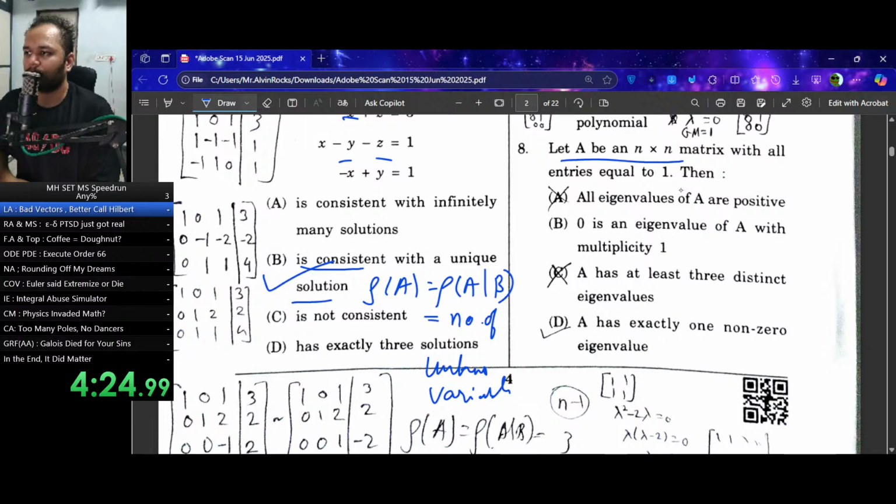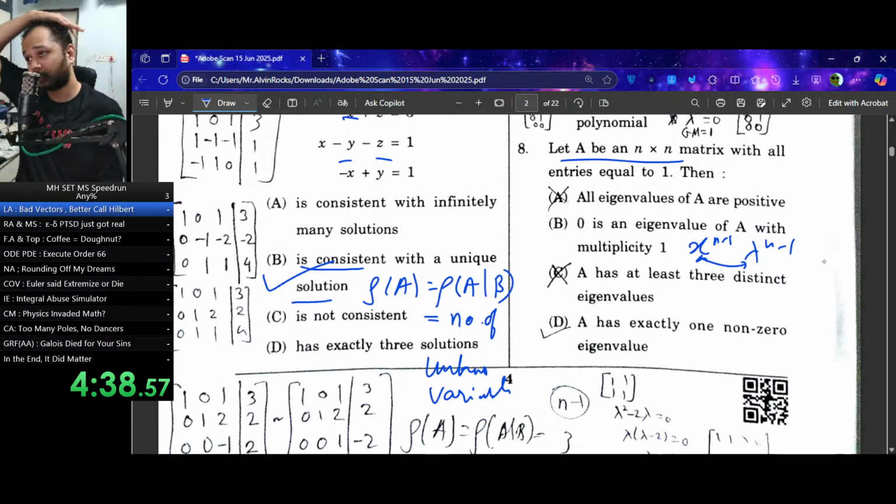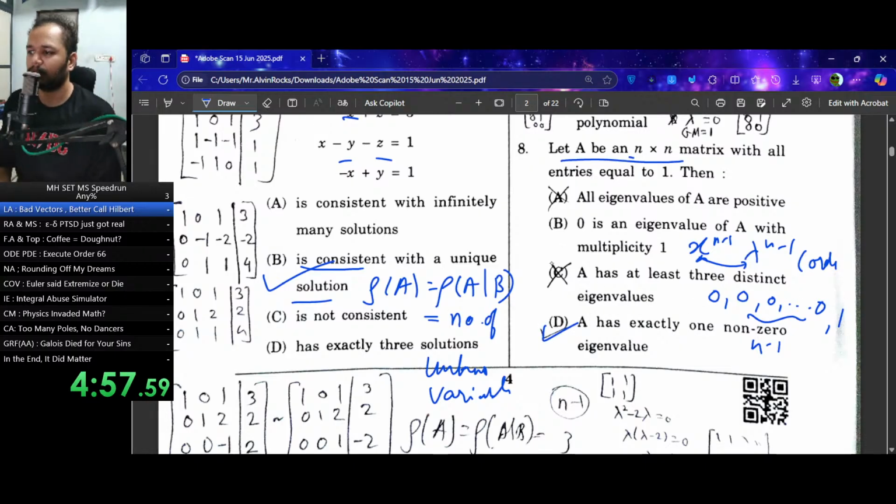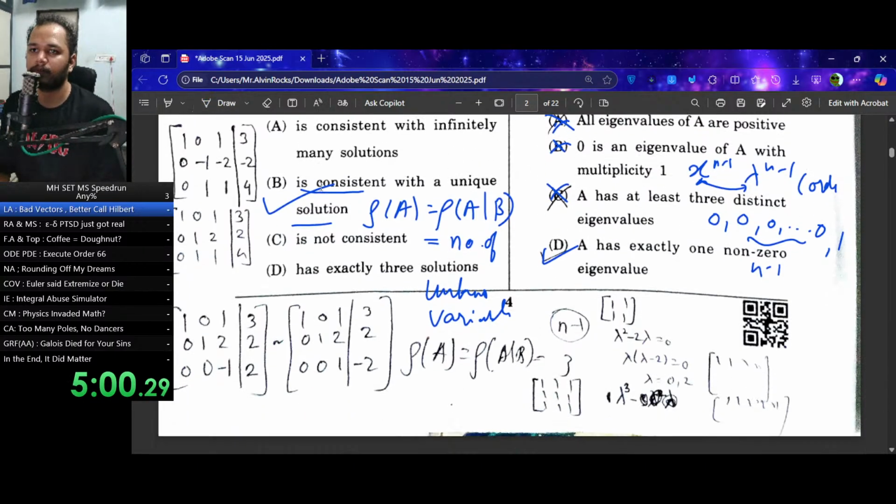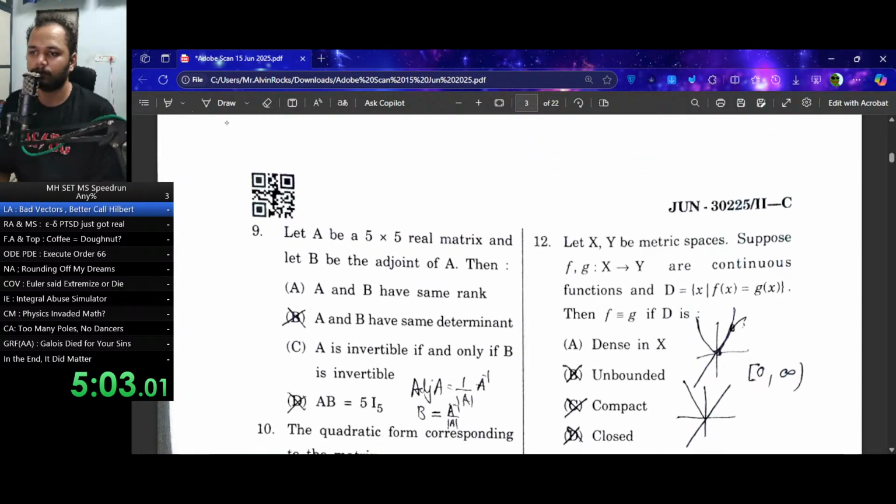Matrix with all entries equal to 1. So characteristic x raised to n minus 1 lambda. If we do lambda characteristic eigenvalue, and the other will be just the order of the matrix. So n, so eigenvalues are 0, 0, 0 for n minus 1 values and n. So has exactly 1, 0, other fails.